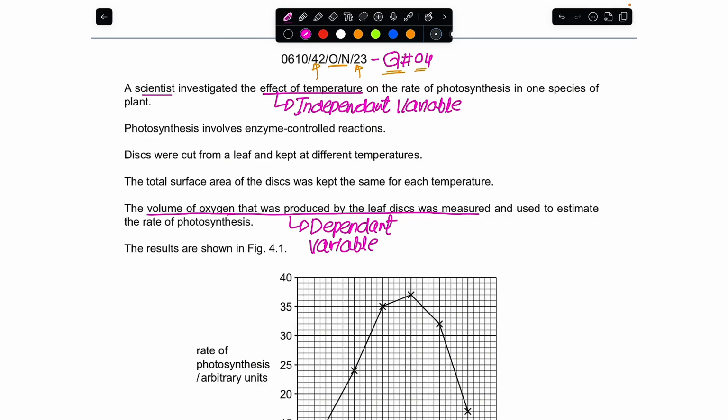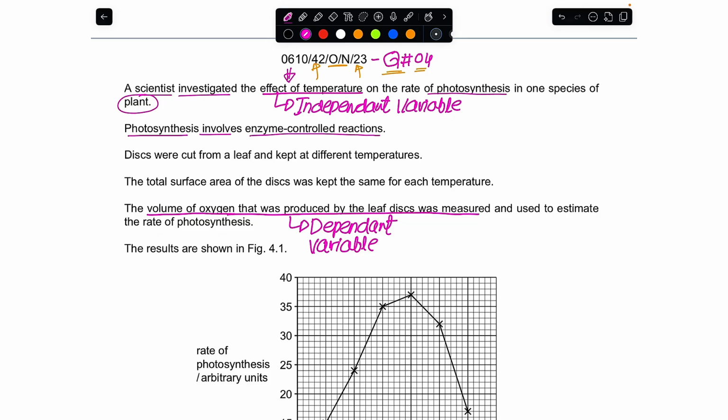We have got the student and he investigated the effect of temperature on the rate of photosynthesis in one species of the plant. The temperature would be changing, so it would be the independent variable. The rate of photosynthesis we would be measuring, so this can act as a dependent variable. Further, they tell you that photosynthesis involves enzyme controlled reactions.